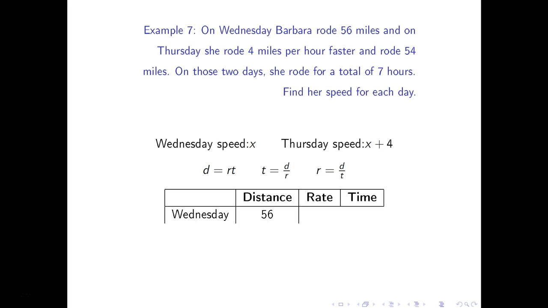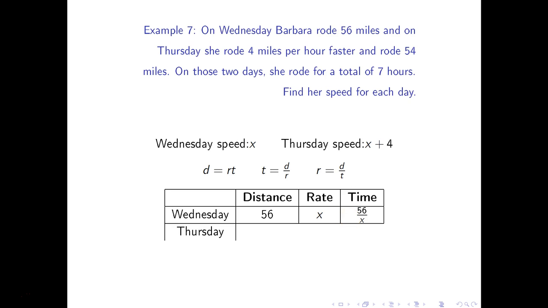56. What's our rate? It's x. What's your time? I have total time, but I don't have that specific time. So it's some number, I don't know. But I can use this little detail right here that time is equal to distance over rate. So that's going to be 56 over x. So I'm using this formula to actually find the time.